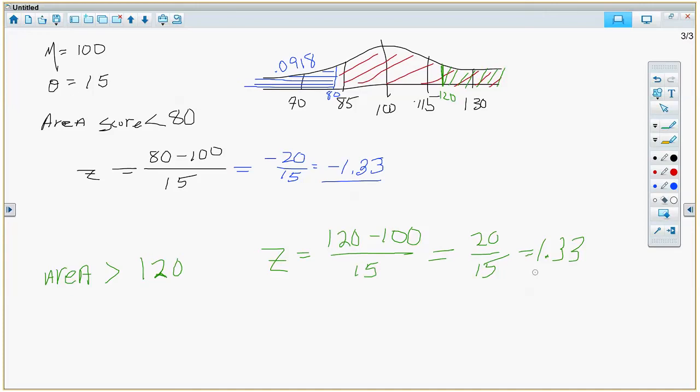Okay, 1.33. Now, the table's going to give you the left-hand side of this mark right here. That's not going to help you. Since this is greater than, right here, you've got to do right-hand side is equal to 1 minus the left-hand side.